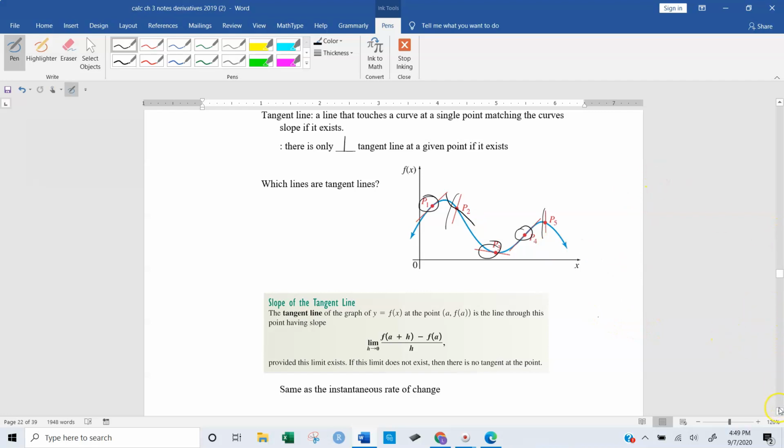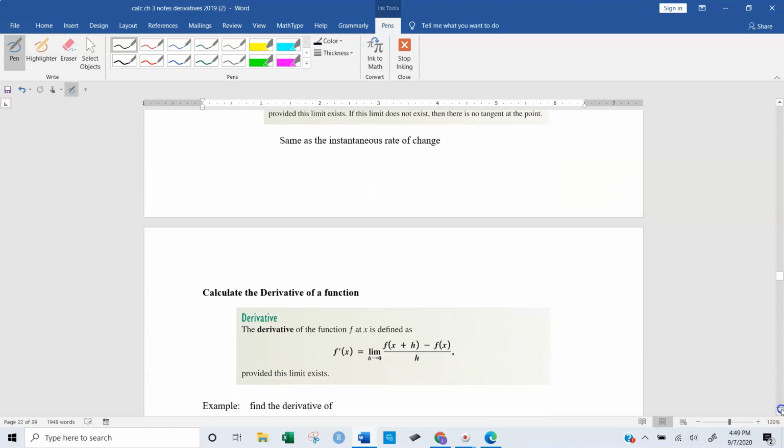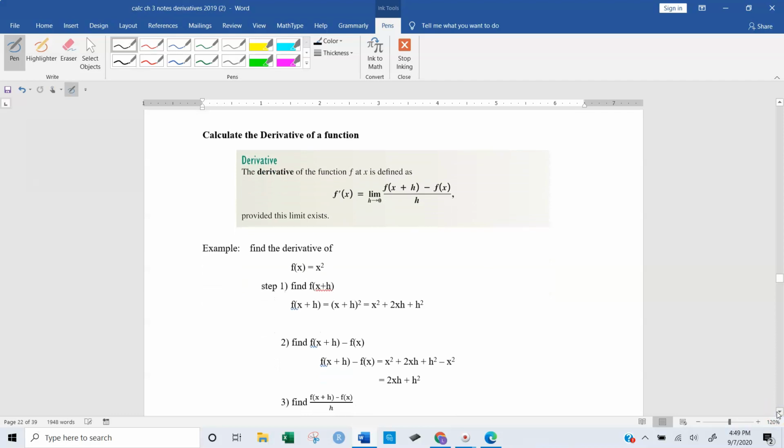Okay, we're going to start by using our same limit formula: f of a plus h minus f of a, over h. This is going to give us our slope. When we plug the number into the original, we're going to get our point, and we're going to write our point slope form of the line. Then we're going to do derivatives and calculate the derivative of this here.